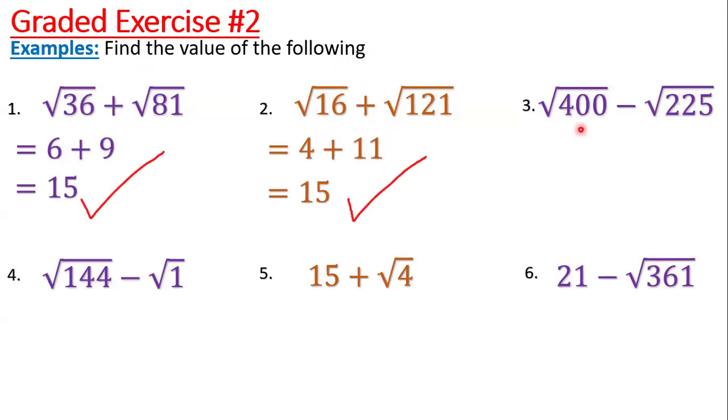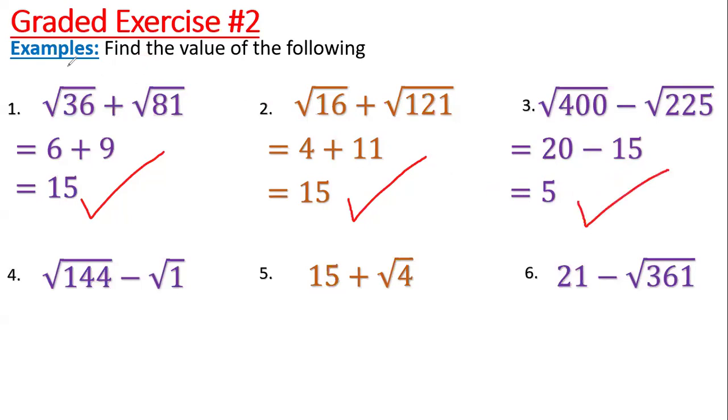All right. What have you for number 3? 5, which is 20 take away 15. Very good. The square root of 400 is 20. The square root of 225 is 15. So 20 minus 15 is going to be 5. Very good.